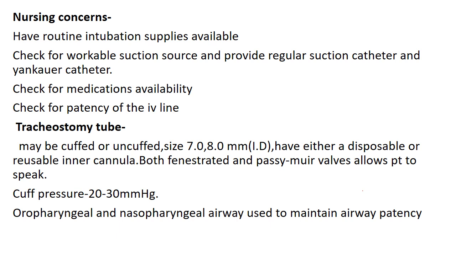Tracheostomy tube may be cuffed or uncuffed. Adult size is 7 to 8 millimeters generally, with a disposable or reusable inner cannula. Cuff pressure, maintain it between 20 to 30 millimeters of mercury. And then we have the oropharyngeal and nasopharyngeal airways to maintain airway patency. That is, when the patient is having tongue fall, to maintain a patent airway, we use these airways.